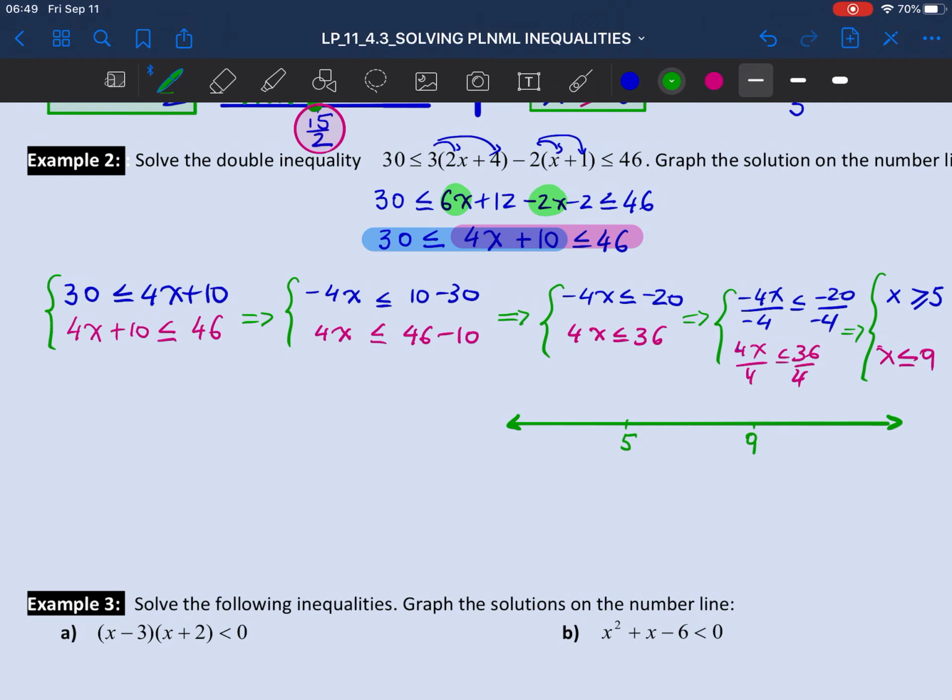So we're going to say that there are two conditions that x must satisfy simultaneously. It must be bigger than or equal to 5, and 9 or less.